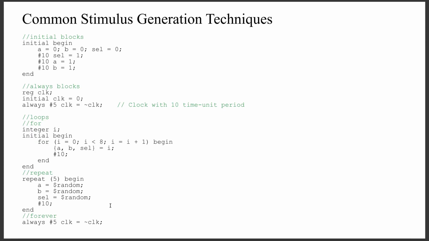Common stimulus generation techniques. So we can use initial blocks, always blocks, loops, including for, repeat, and forever.